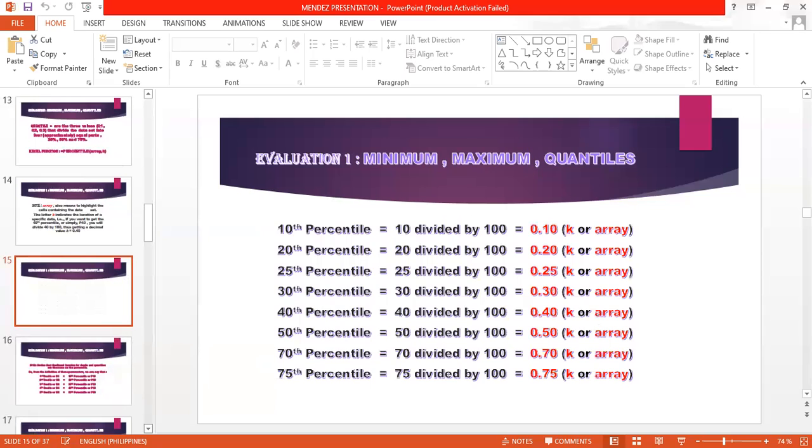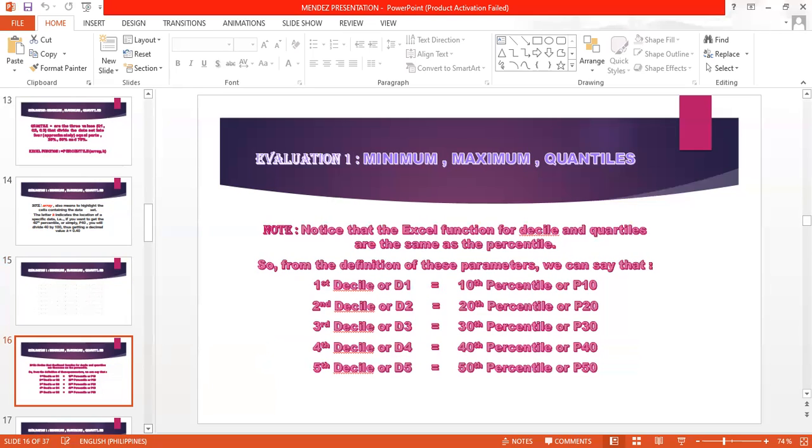So now, let's proceed to how to get the value of letter k. I will show you some computations in getting the value of letter k. So just read on and pause the video. Observe the Excel functions of the three types of quantiles.